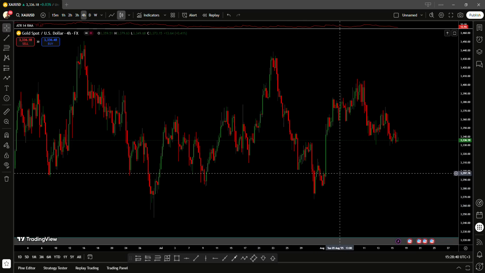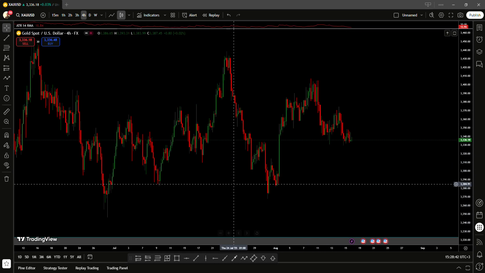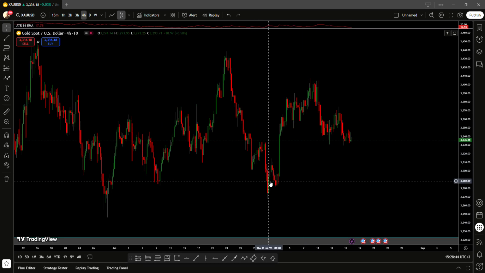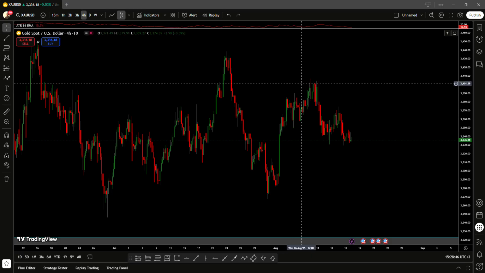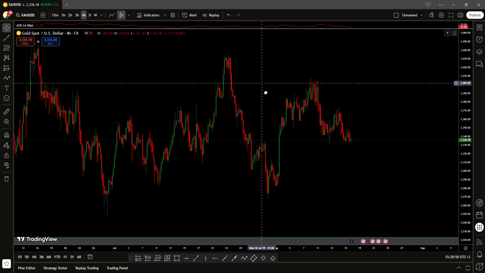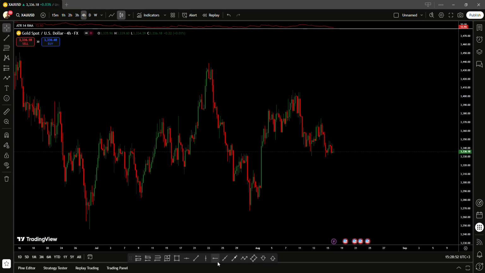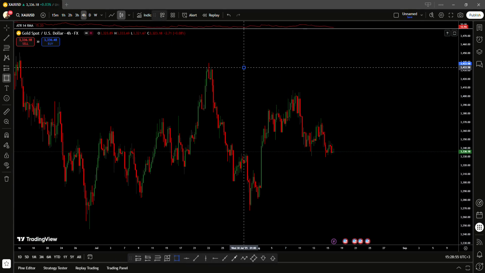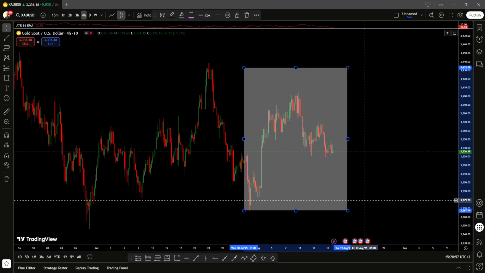So I'll start with what we have here. What do you see here? You have a market that has been going up. The overall thing is ranging, but we are focusing on this area here, only that one.